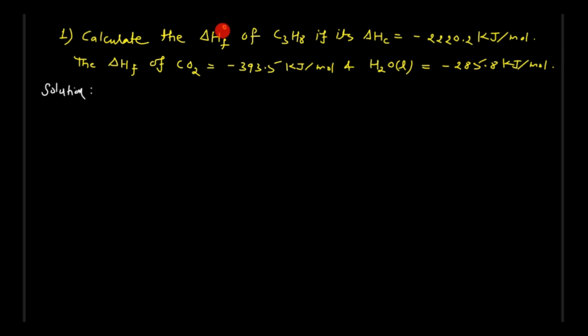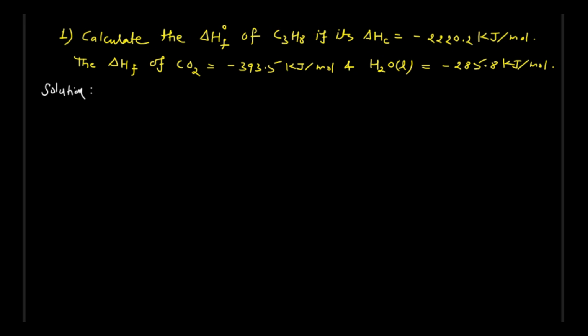Calculate the standard heat of formation of propane if its enthalpy of combustion is negative 2220.2 kilojoule per mole, and the delta HF, that is the heat of formation of carbon dioxide, is negative 393.5 kilojoule per mole, and the heat of formation of liquid water is minus 285.8 kilojoule per mole. So you need to calculate the standard heat of formation of propane.